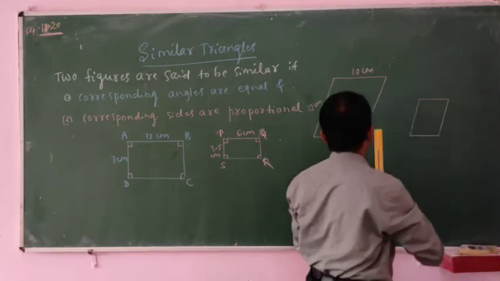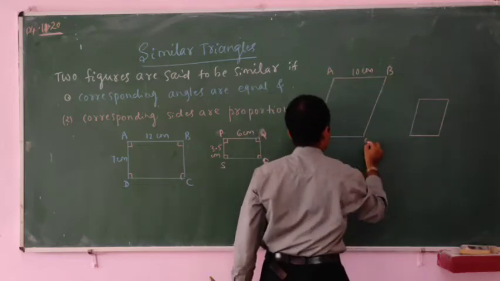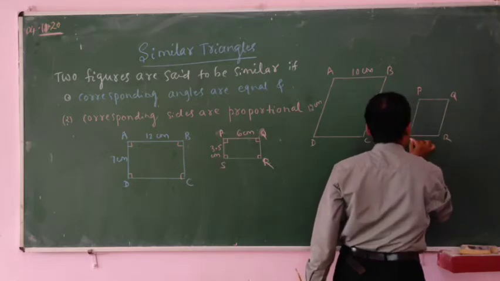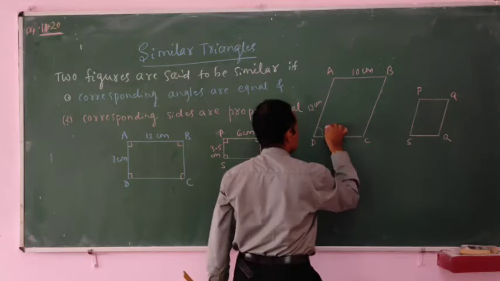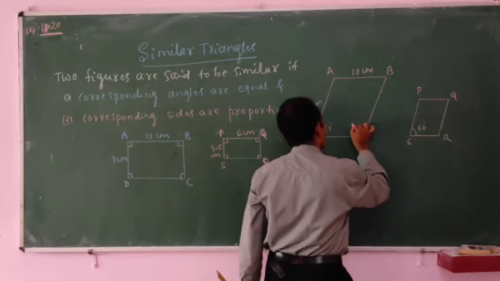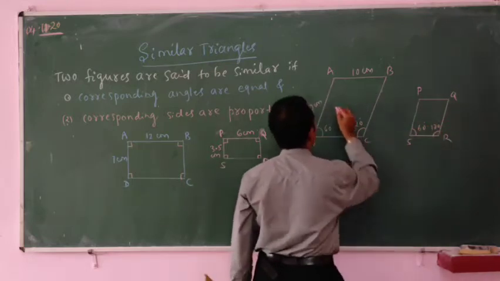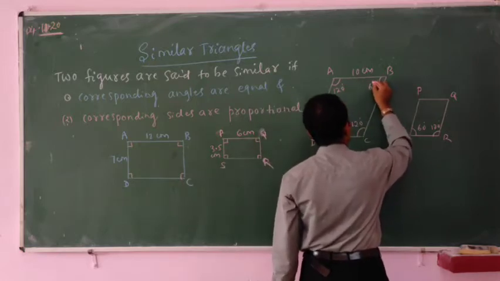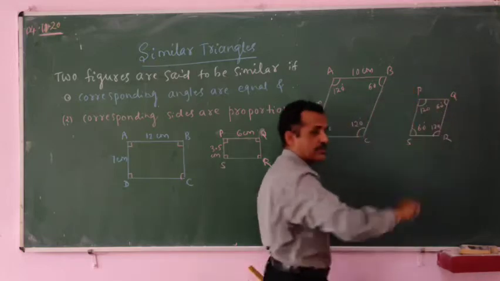Okay, students, look at this. Let me call this ABCD. This I will call PQRS. Let me mark 60 degree here, 60 degree here, 120 degree here, 120 degree here, again 120 here, 60 here, 120 here and 60.